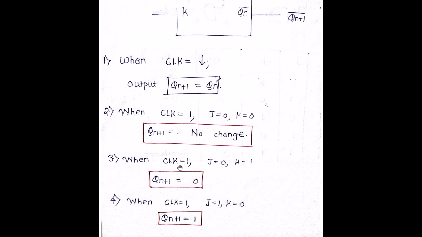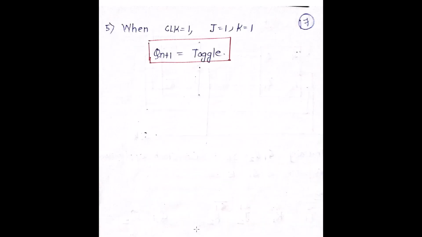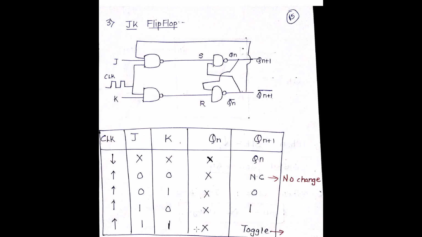When clock is high and J is equal to 0, K is equal to 1, my Qn plus 1 is equal to 0. When my clock is high and J is equal to 1, K is equal to 0, my Qn plus 1 will always be equal to 1, that is a set condition. And if my clock is 1 and J is equal to 1, K is equal to 1, we have the toggle condition. That is very important. My output keeps on toggling. So that is one very important aspect of JK flip-flop. You should be knowing the diagram, you should be knowing the truth table.